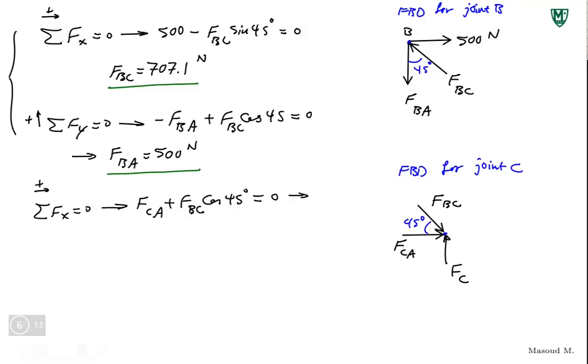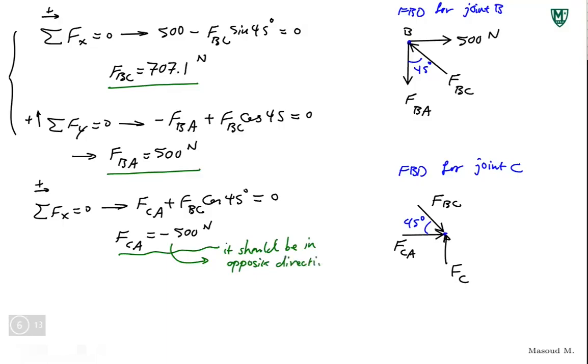So from there, you can find FCA as minus FBC cosine 45, which would be 500. So this becomes minus 500 newtons. Now this turned out to be negative. This means it should be in the opposite direction on the free body diagram, meaning that the direction wasn't correct because I got negative.